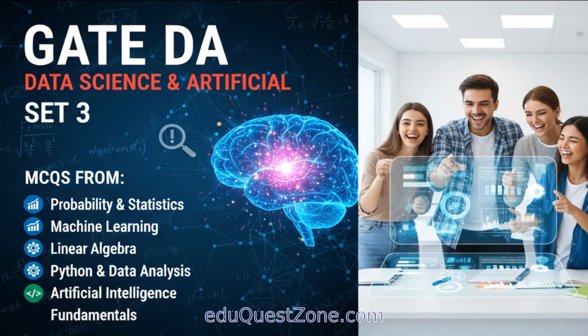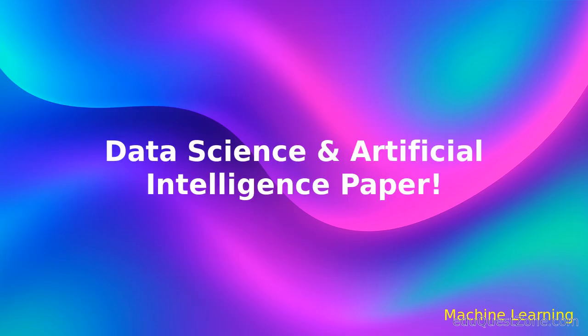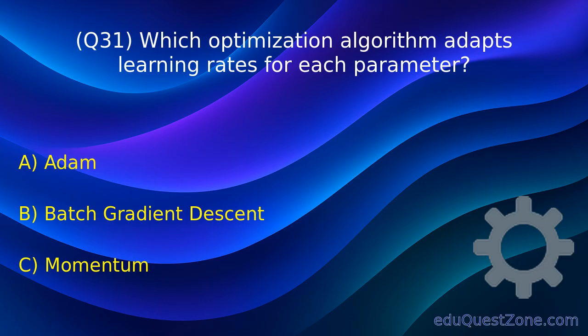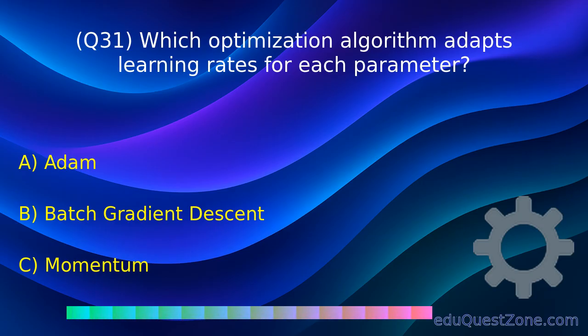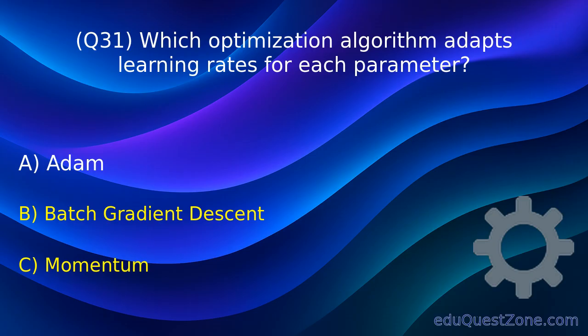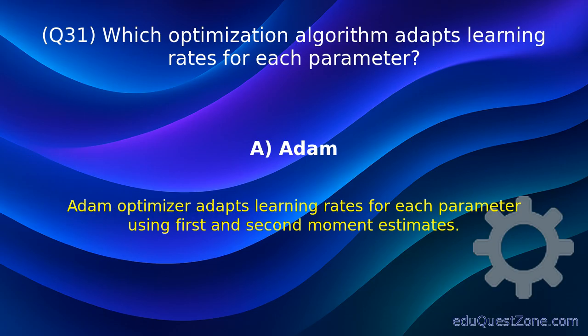Let's begin the quiz. Data Science and Artificial Intelligence paper. Question 31. Which optimization algorithm adapts learning rates for each parameter? Option A. Adam. Adam adapts learning rates for each parameter.